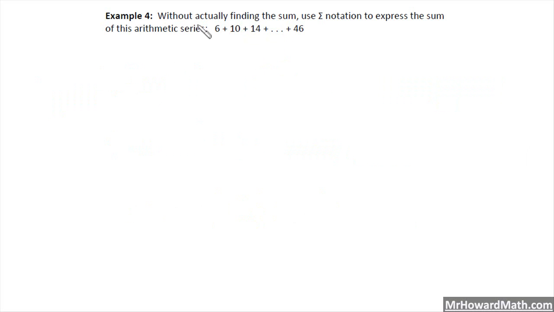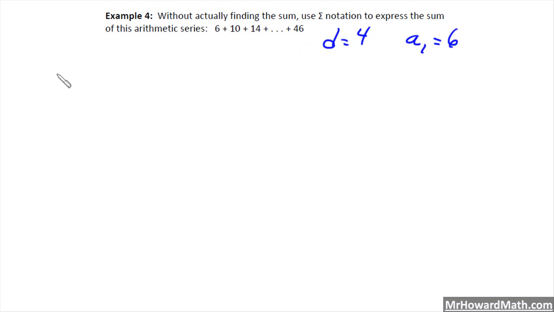Okay, example 4. Without actually finding the sum, use sigma notation to express the sum of this arithmetic series. Alright, so they tell us it's arithmetic, and we can see that the common difference value is 4, or it's increasing by 4 each time. So the common difference is 4. The a sub 1 value is equal to 6. And we need to find what term is that one right there.